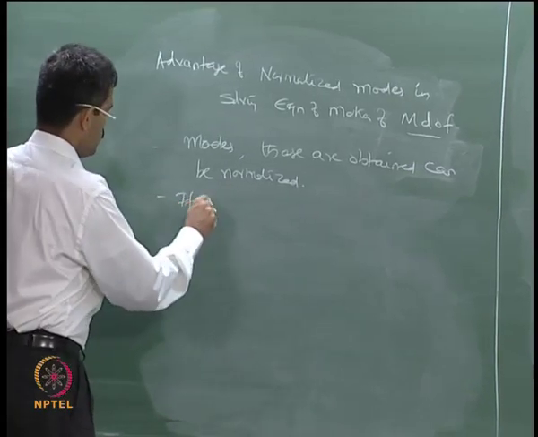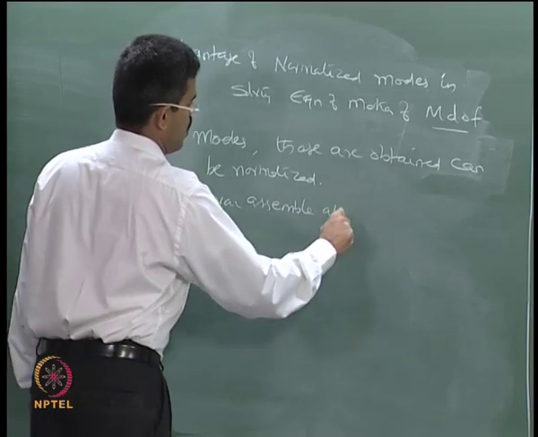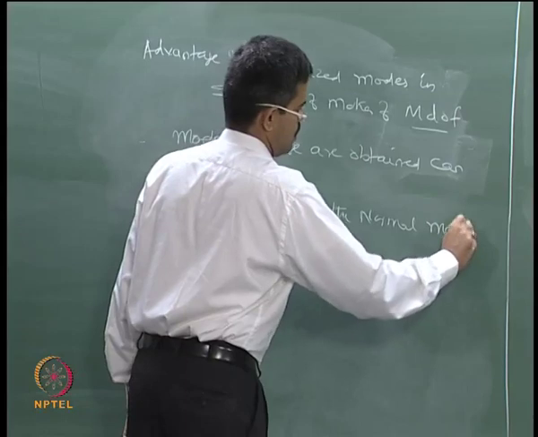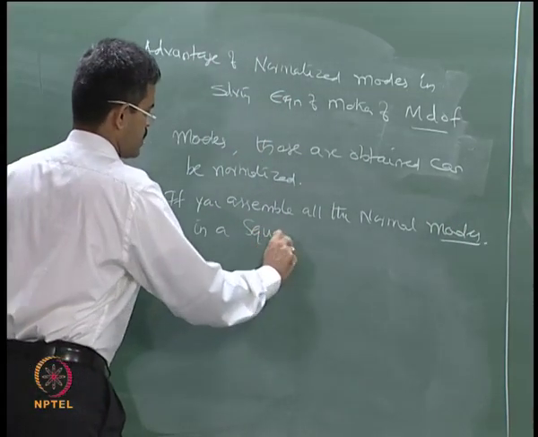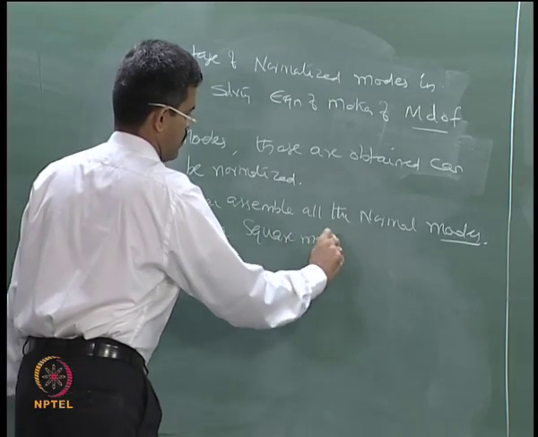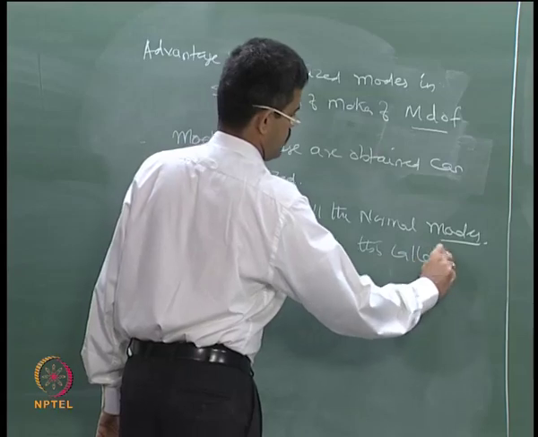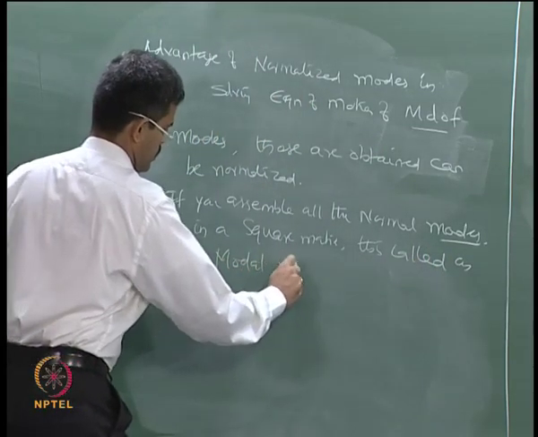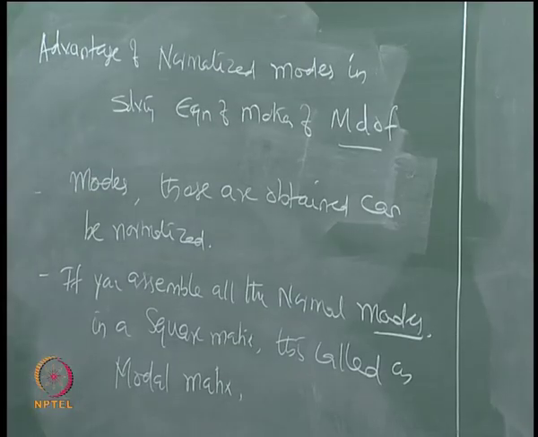If you assemble all the normal modes in a square matrix, this is called modal matrix, denoted by P.